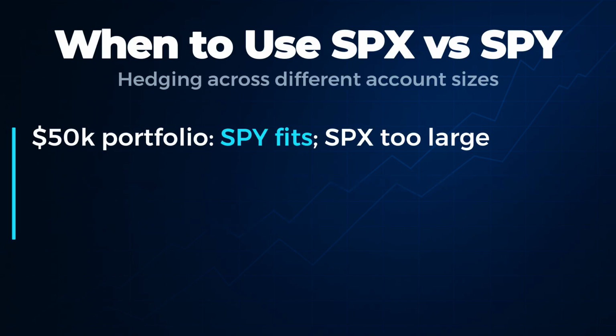Scenario 1, $50,000 portfolio. You want to hedge a potential 2 to 3% drop during a CPI week. SPX options are too large for this account size. SPY options are the correct tool, granular, flexible, and appropriately sized.